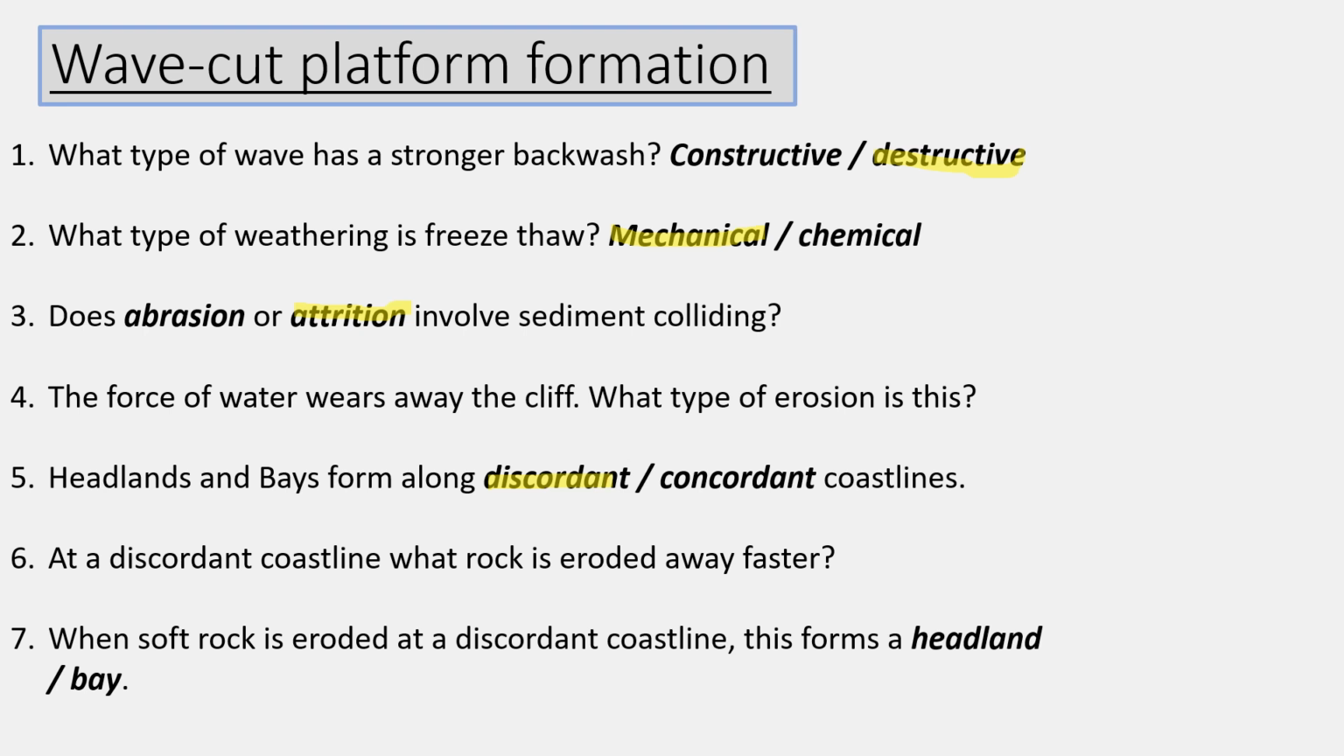Headlands and bays form along a discordant coastline. At a discordant coastline, the soft rock is eroded away faster, and when the soft rock is eroded, this forms a bay. So please mark your answers for me.